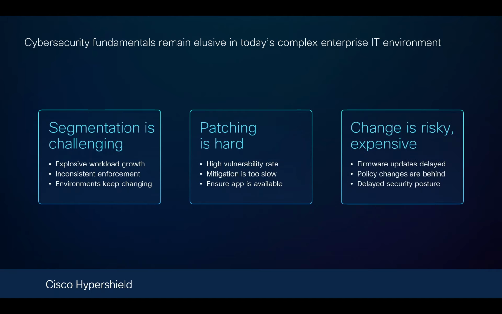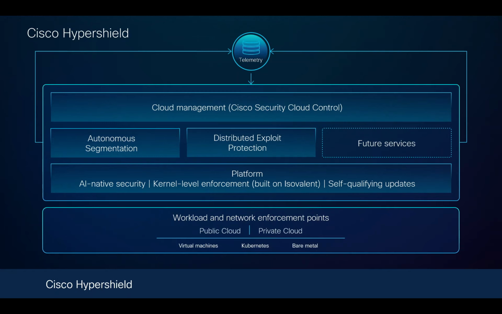And ultimately, the disruption that may be caused when we're patching systems, we're doing upgrades to policy, we're doing firmware updates, all of these add risk to the environment. And Hypershield starts to address each one of these. Now, it's centered around Cisco Security Cloud Control. There's telemetry that feeds into the platform and drives two outcomes today: autonomous segmentation and distributed exploit protection.